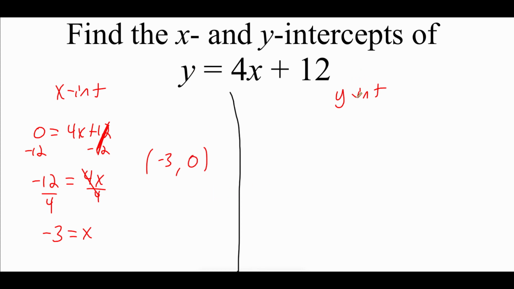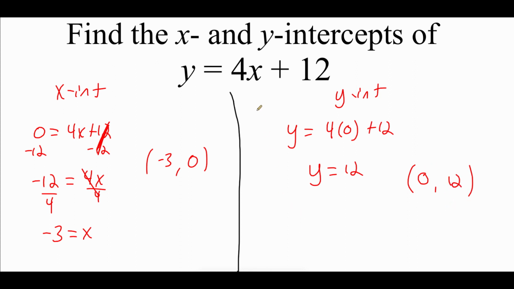Now as far as the y-intercept goes, we want to plug in 0 for the x value. So we would get y equals 4 times 0 plus 12. Well, 4 times 0 is 0, plus 12 is 12. So we get y equals 12. And again, writing this as an ordered pair. Now we plugged in 0 for x, so the x value for the ordered pair is 0. And we got a y value answer of 12. So that's the ordered pair 0, 12.